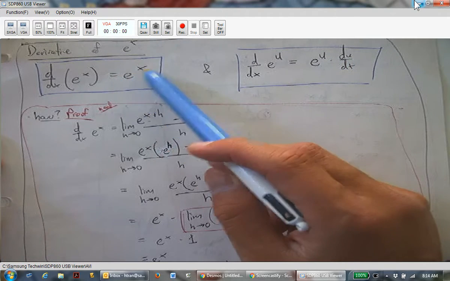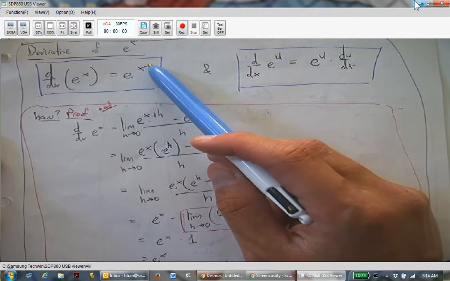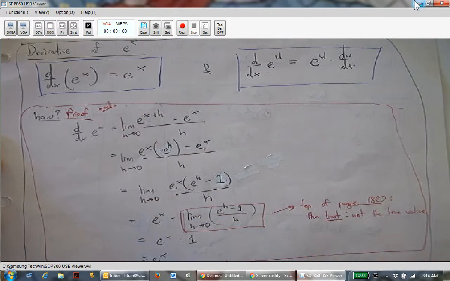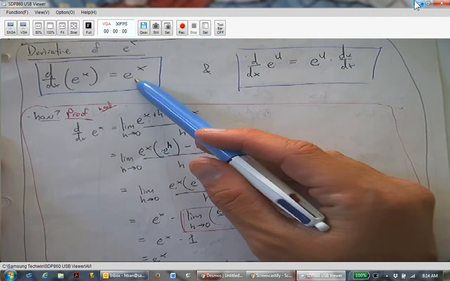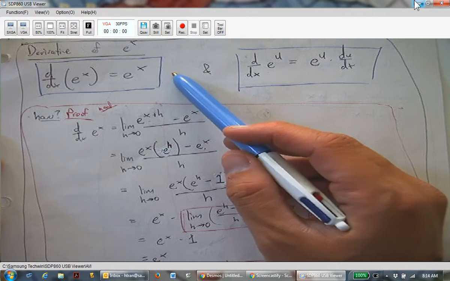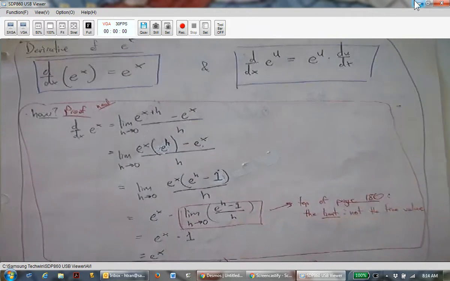Technically, you do it here, e to the x, and you take the derivative of x. What is the derivative of x? What is the derivative of the function of x? Just 1. So technically, this is e to the x times du/dx, and du/dx is just 1. Okay, so I'm getting ahead of myself.